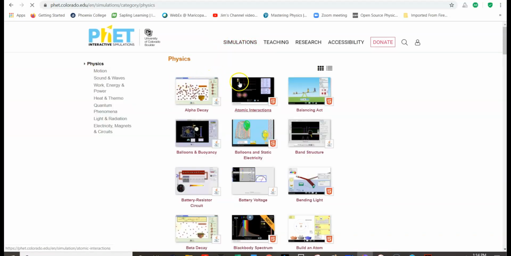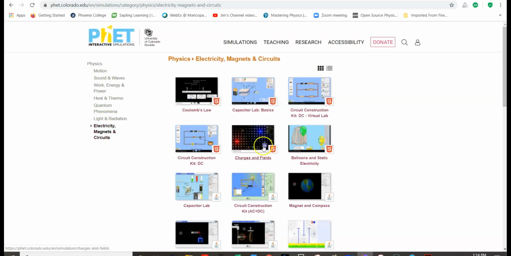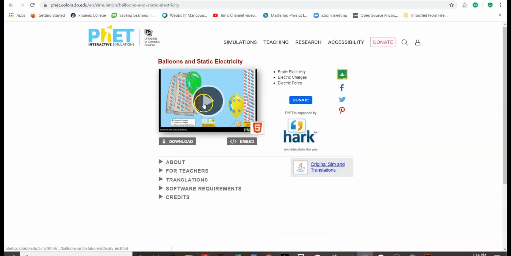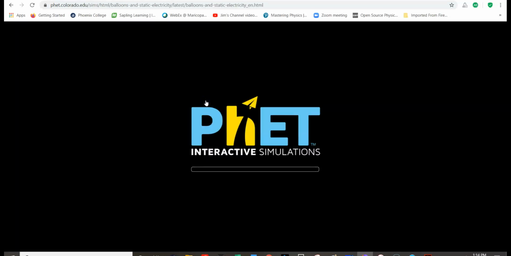All right. And then when I'm here, actually the balloon static electricity comes up right away, but I want to show you how to get to it if it doesn't come up. So you would go in physics, you'd go to electricity, magnets, and circuits. And then from here, they're actually putting it right here. You look for balloons and static electricity. This is run in HTML5, so it should work on Macs as well as PC. You hit that little run button, and it basically starts up your simulation.